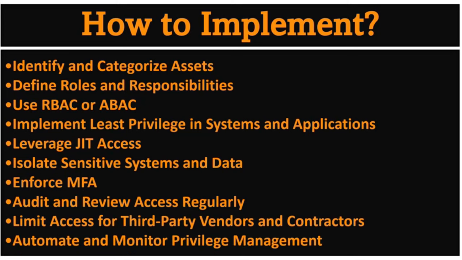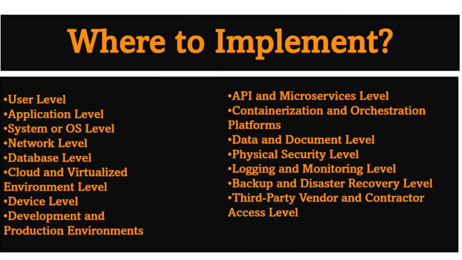Next, you can use privileged access management, like we talked about, PAM tools, to automate the assignment and revocation of access. You need to monitor access patterns, generate alerts for unusual access requests, and audit privileged activities regularly. So these are some of the steps that you can follow to implement least privilege. Next is where to implement this.